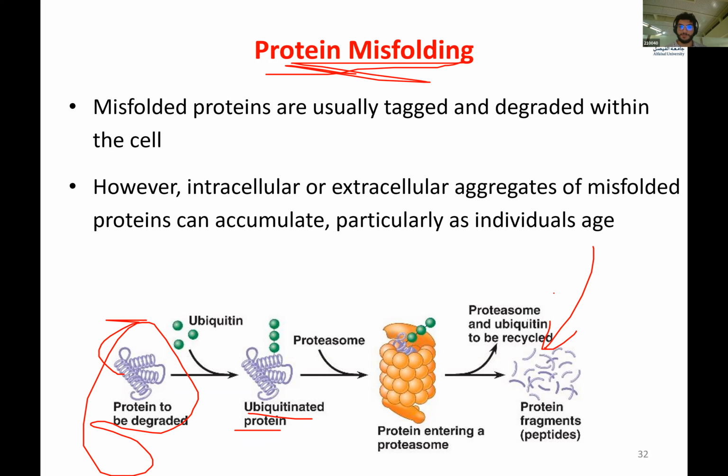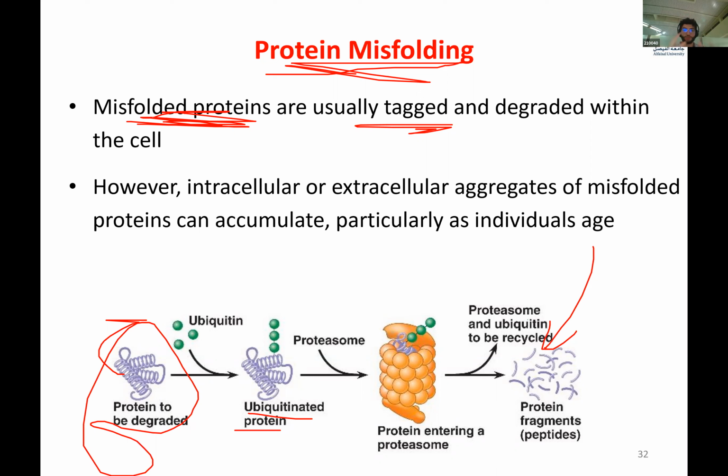That's what usually happens. Sometimes these misfolded proteins become very prominent. There are a lot of misfolded proteins, and they all start clumping together. When they clump together, they form a ball of protein.